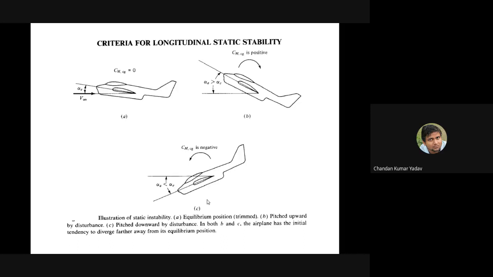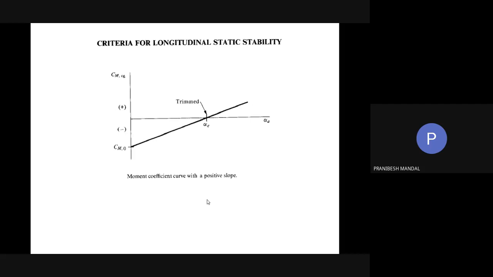So this particular curve causes total instability of the flight system. So this curve is not preferred for a flight system. Is it clear to you or not? Clear, sir. So the opposite case, the possibility is this.